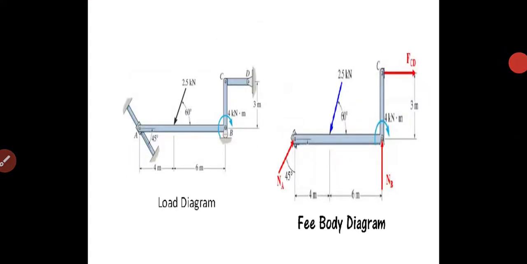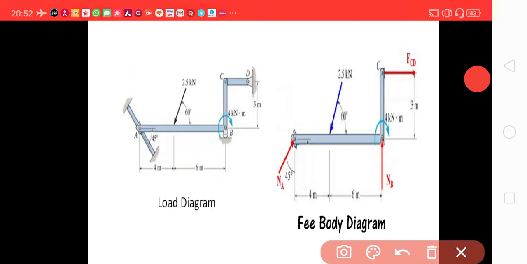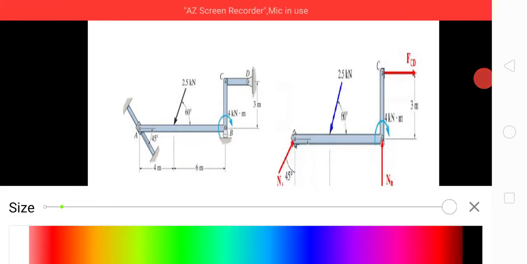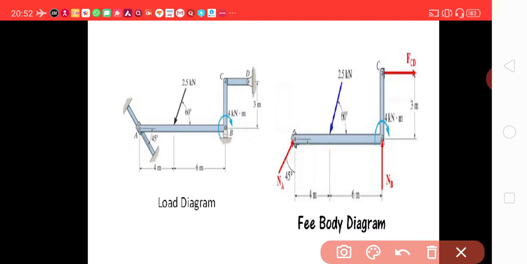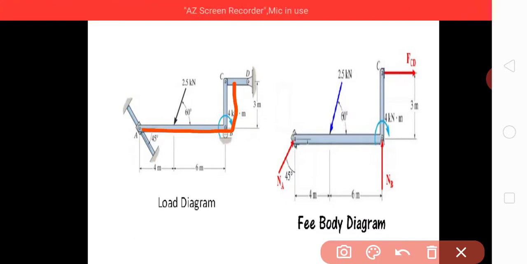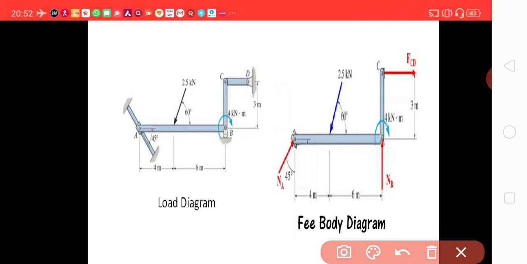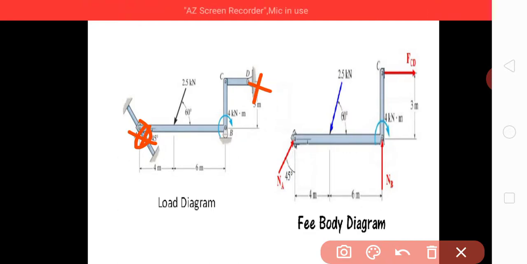Again, this is the lever. This is the lever for which a free body diagram is to be drawn. Here we removed this lever from here, and removed this from here also and from here also. We have removed this lever from this point and this point, and we have shown the reactions at this point and this point, which are vertical to the surface.